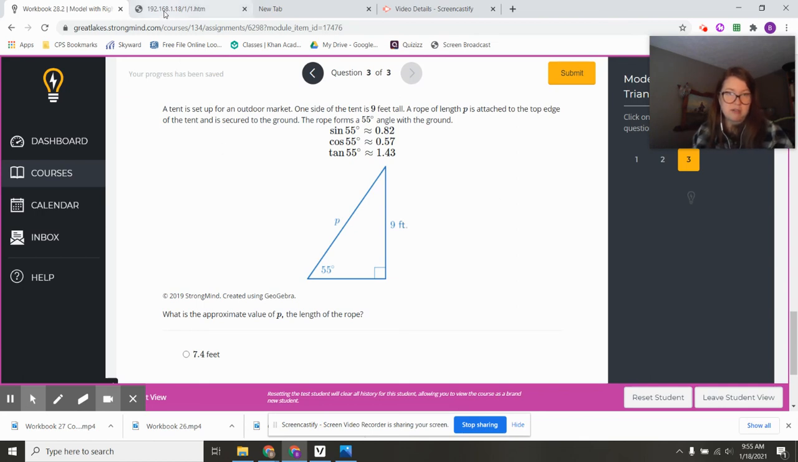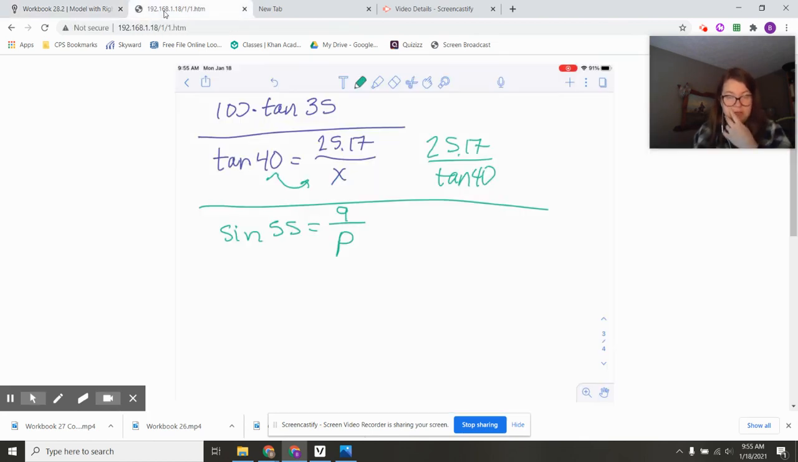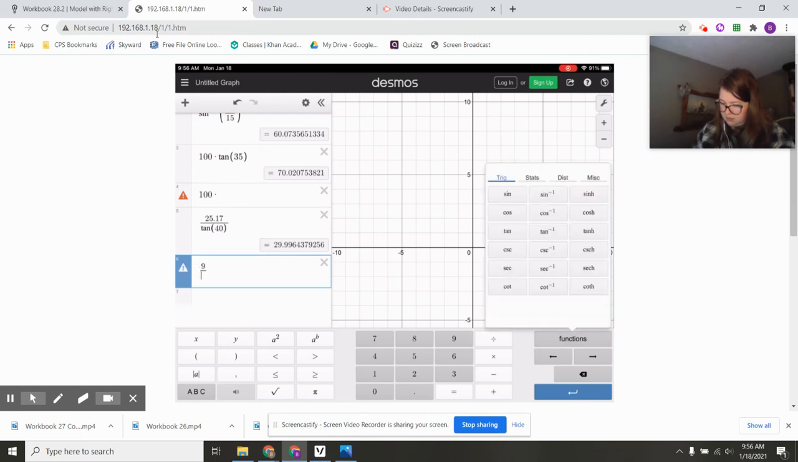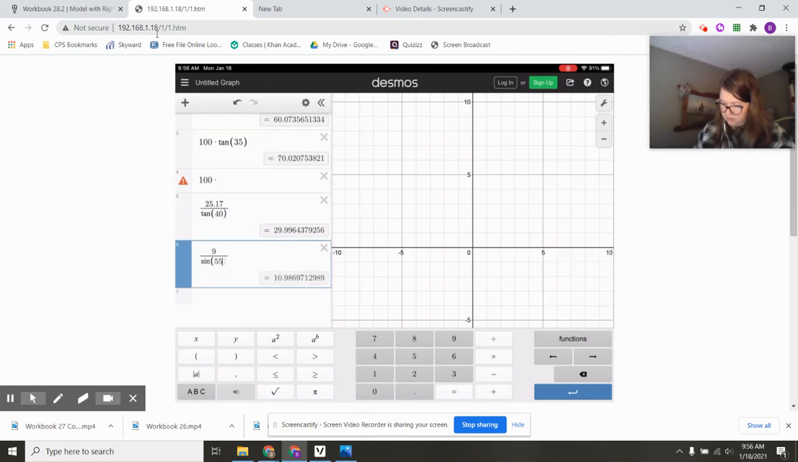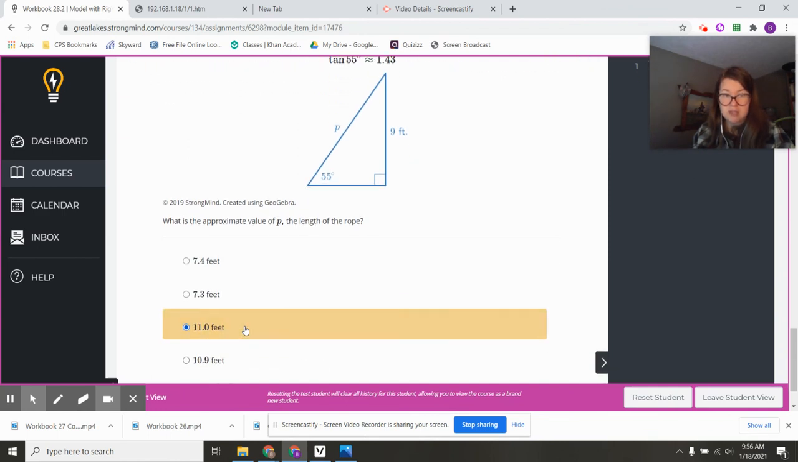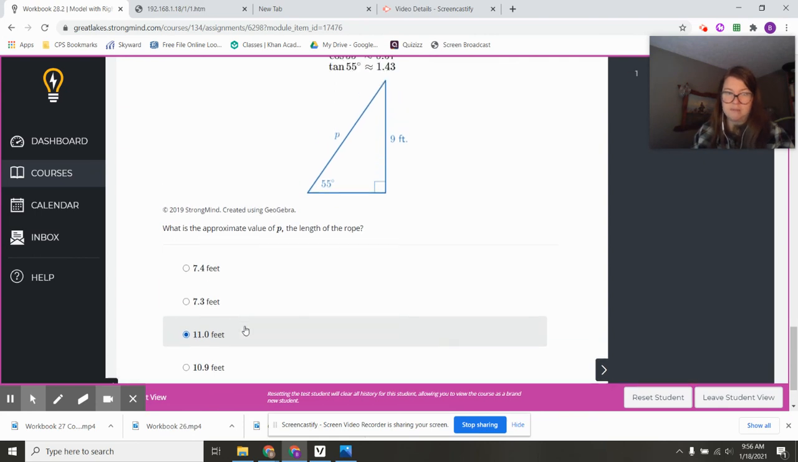So I'm going to look at my picture here. So sine of 55 is equal to 9 over P. Preloaded math says that we change those. So P is equal to 9 divided by the sine of 55. So coming to my calculator, 9 divided by the sine of 55 is 10.98, and if I rounded that, it would have to be 11. Yep, 11, because 98 would go up to that, not 9.